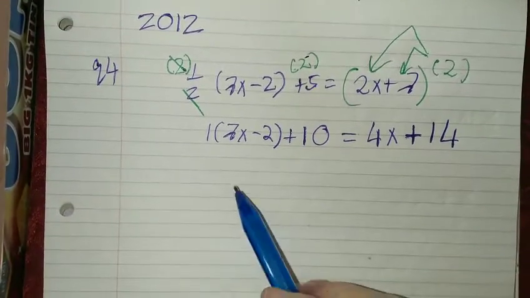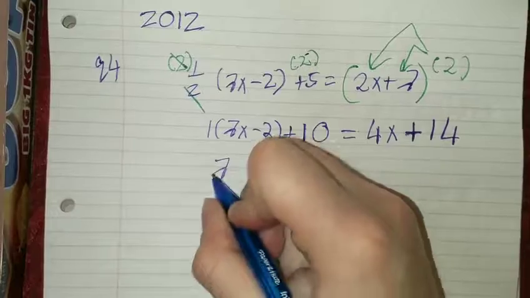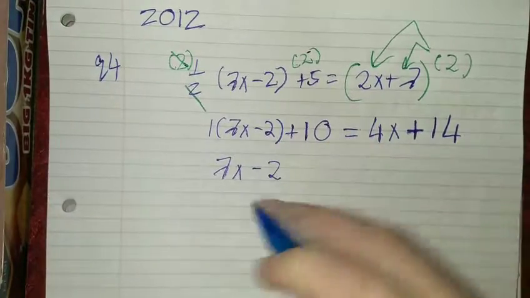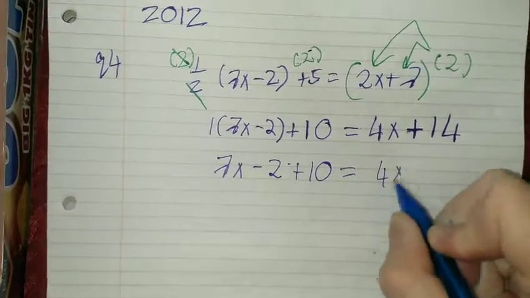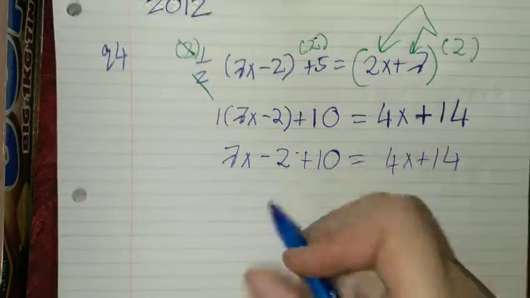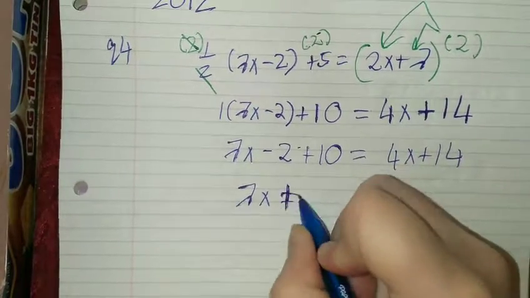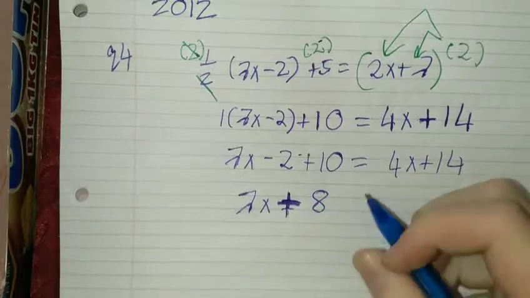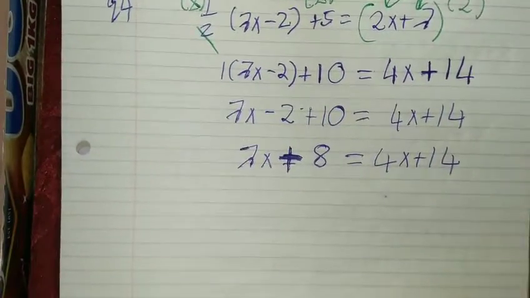So now I'm just going to simplify this a bit. So that's just multiplied by 1, so that's just the same as having it like this. So plus 10 is equal to 4x plus 14. So now I might group my 10 and my minus 2 together, so that is going to be 8. So plus 8 is equal to 4x plus 14.